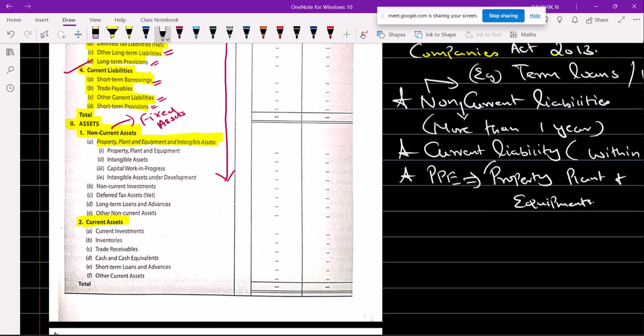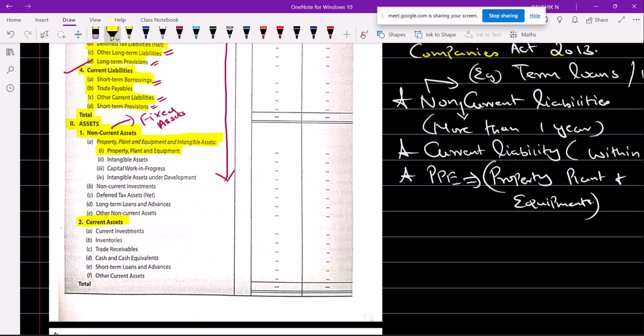Okay, so property plant and equipment, what is the short form for that? PPE. Now let's see what are the items that come under PPE. So the first one, property plant and equipment. Say for example building, or vehicle, or any other machineries, equipments, then they will be considered to be property plant and equipments.